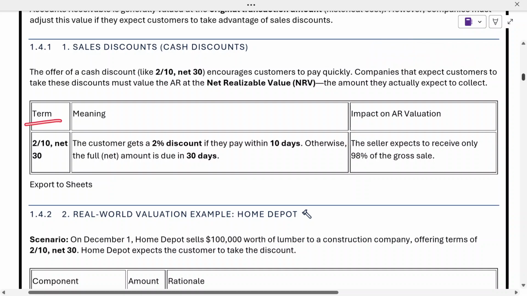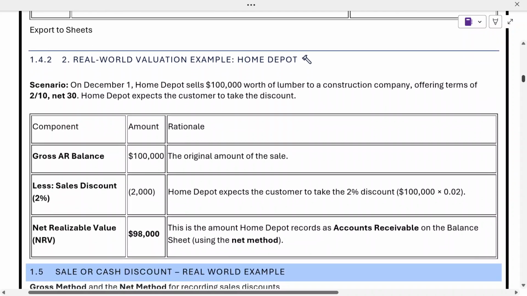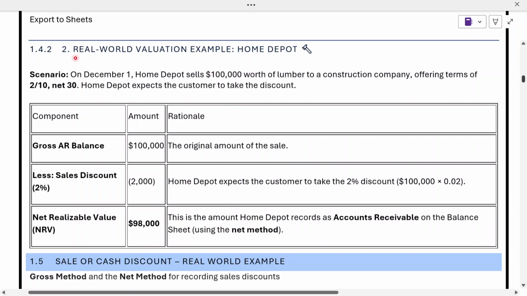So the language again is 2/10 net 30, which means the customer gets a 2% discount if they pay within 10 days. Otherwise, they need to pay the full amount within 30 days. And what will be the impact on AR valuation? The seller is expected to receive only 98% of the gross sales, as mentioned here. Okay, now let's see a real-world example for this particular case.